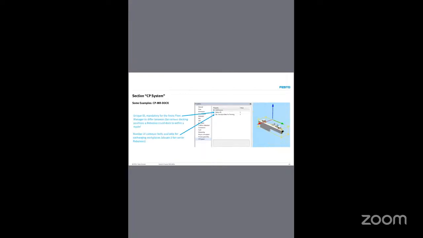Then CPMR dock. This is the docking station configuration. The robot will reach here and exchange the workpiece with the conveyor. Every docking station has a unique number. For example, dock 1, station ID 1; dock 2, station ID 2; dock 3, station ID 3. Using the fleet manager and this number, we can dock the robot properly.